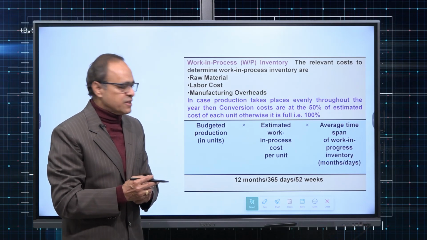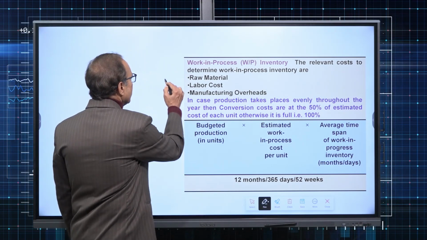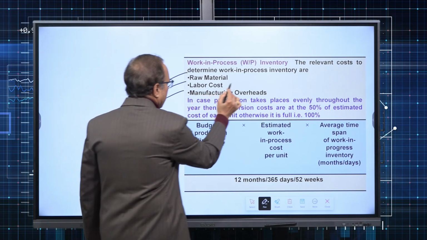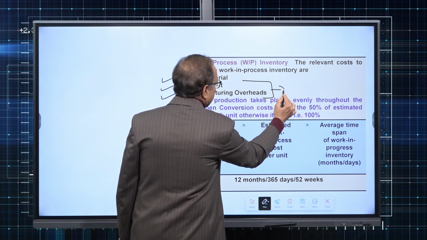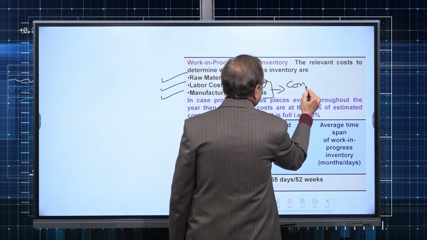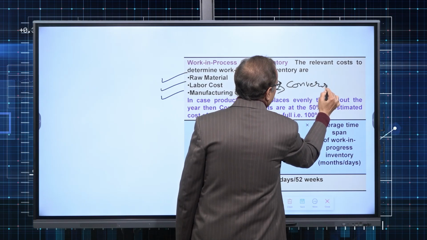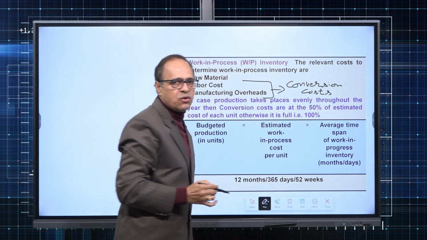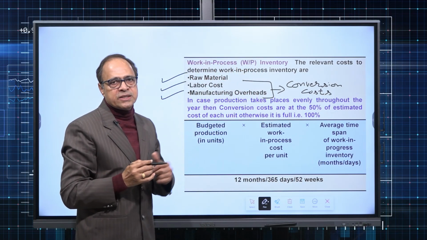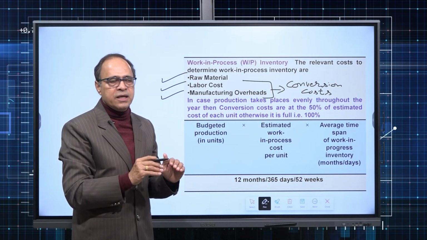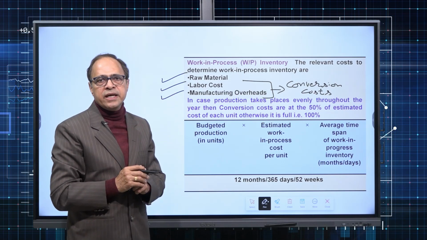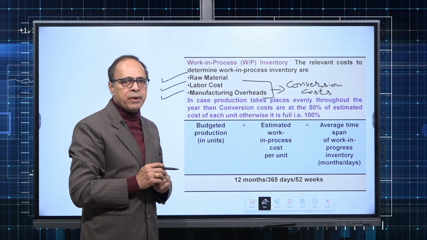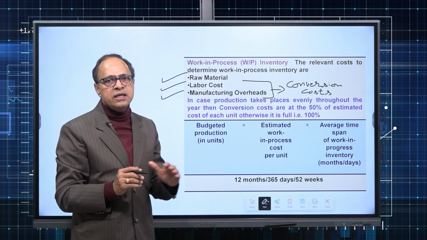It will have 3 components. Component number 1, raw material, labor and manufacturing overheads. Now labor and manufacturing overheads put together are known as conversion costs. So what is conversion cost? Labor and manufacturing overheads. We feed the raw material and both of these activities convert that into semi-finished and then finished goods.